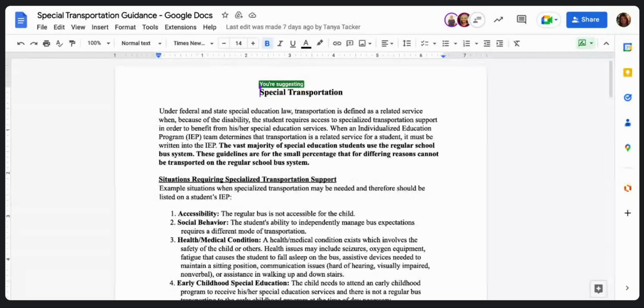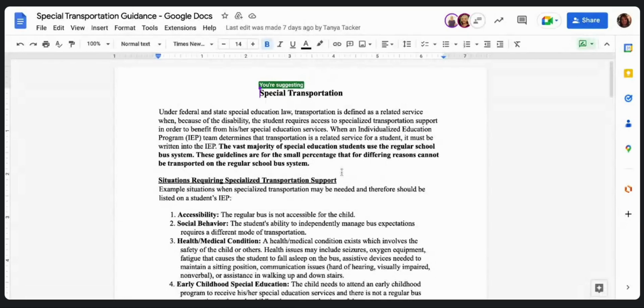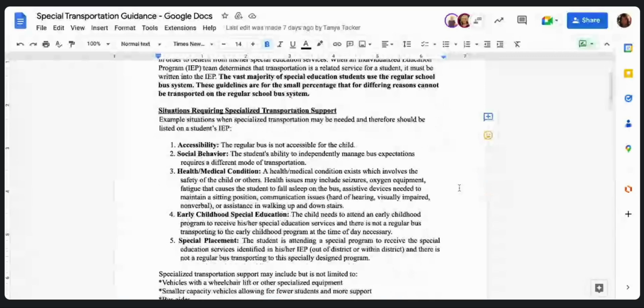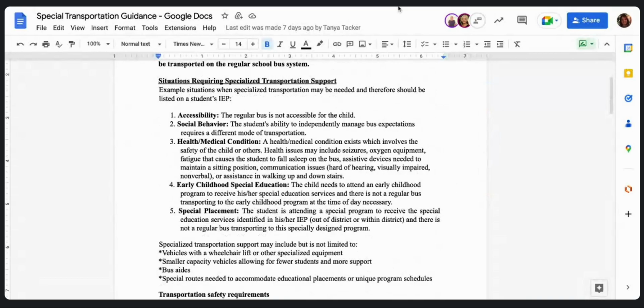So the first area is accessibility, which is when the regular bus is not accessible for a child. Second is social behavior. That's where maybe you are talking with the behavior analyst in your decision. You're going to be using a lot of your behavior data to decide whether a student needs special transportation in that area. The third is medical or health conditions, which is a bit more straightforward, considering all of your medical documentation that you have for the safety of the child and others.